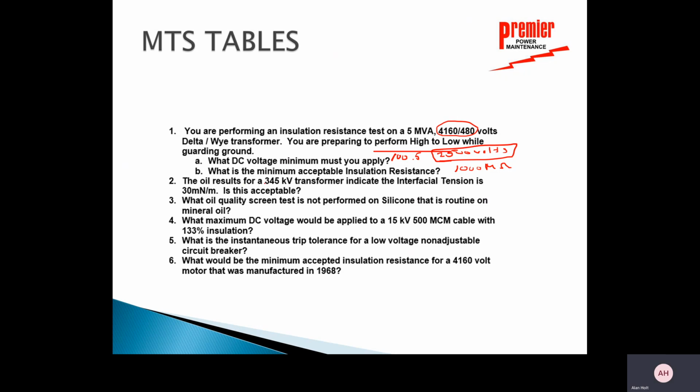Question number 2. The oil result for a 345 kV transformer indicates the interfacial tension is 30 millinewtons per meter. Is this acceptable? Well, we have to look at another table here. This is table 100.4.1. And we look at that table, it's broken down by voltage levels. And if I look at the 345 kV, then I understand that it has to be 32 or better. Now for lower voltage, 15 kV, 34.5, that 30 is going to be fine. But for the higher voltage levels, 32 is required for the interfacial tension.